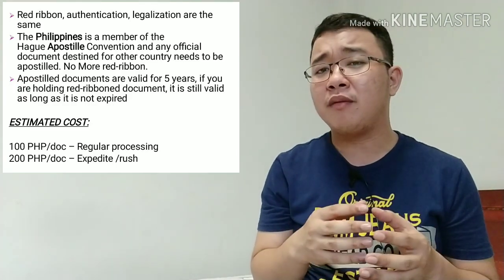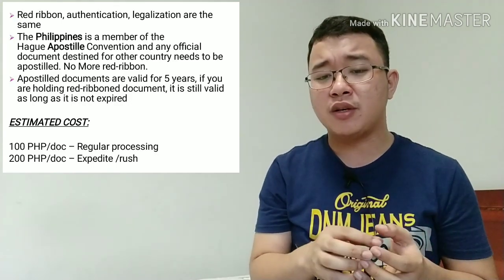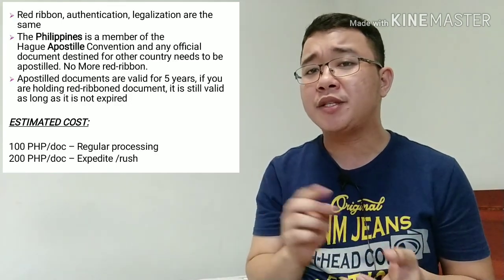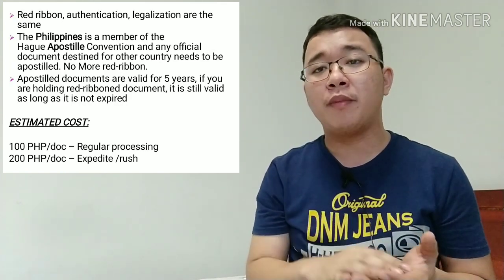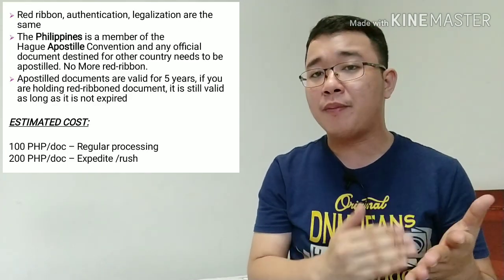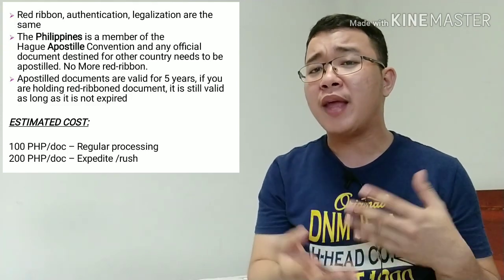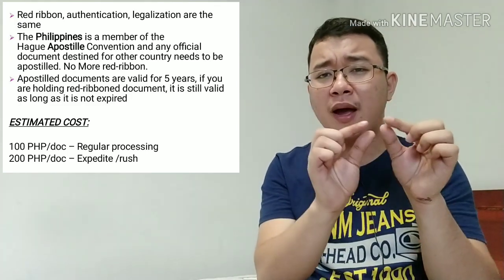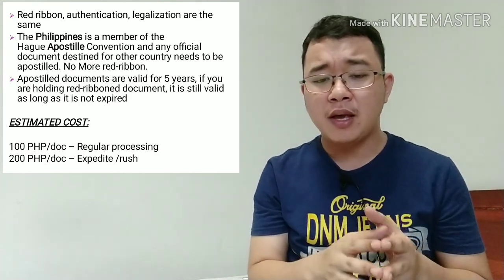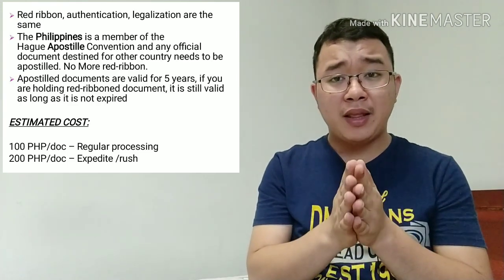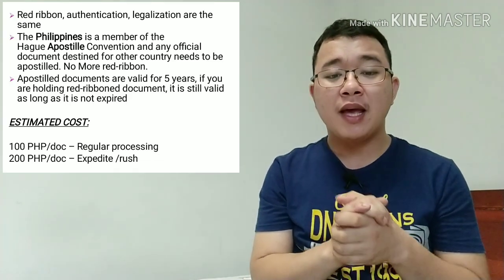So yun nga, kasi nga ang Philippines is a member of the Hague Apostille Convention. So any official documents that are destined to be used abroad must be apostilled in the Philippines. So, no more red ribbon. Unlike before na talagang literal na may mga red ribbon na nakalagay sa documents, as you can see sa mga example kanina na pinakita ko. Pero now, sa bagong document, parang mga sticker na lang nakalagay doon. I don't even know what is that called. So, yun. Wala nang red ribbon. Apostilled na po ang bagong term or bagong process.